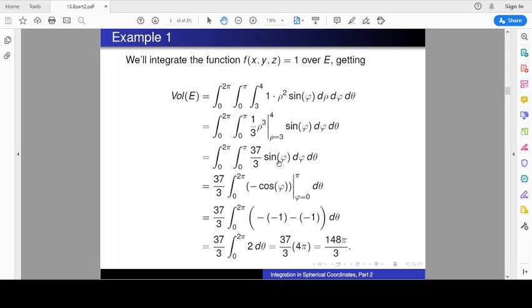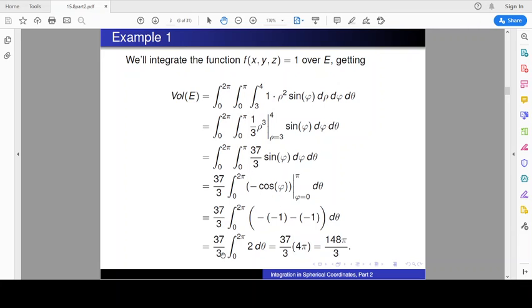So integrating sine of phi, we get negative cosine of phi. And we'll evaluate that one at pi and at 0 and take the difference. Well, let's see. Negative cosine of pi is negative 1, which is 1. And minus negative cosine of 0 is, again, plus 1. So here we get 2 coming out of here.